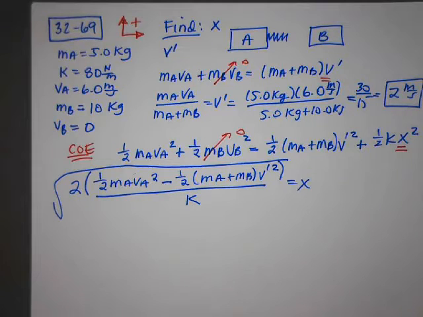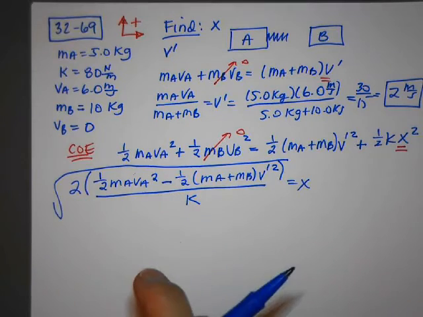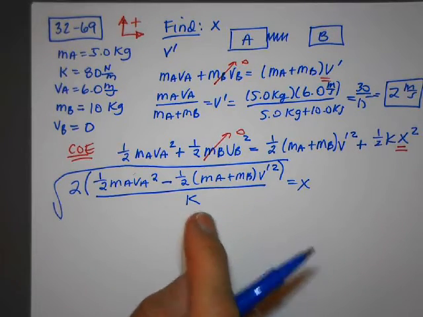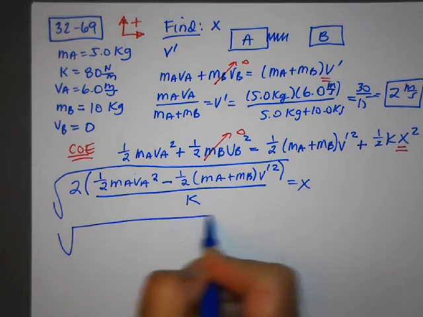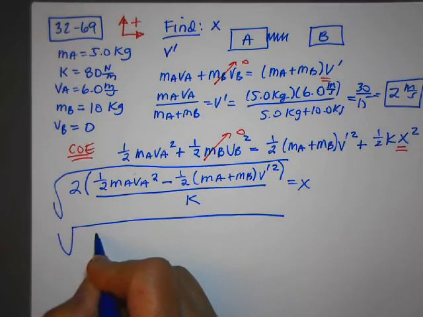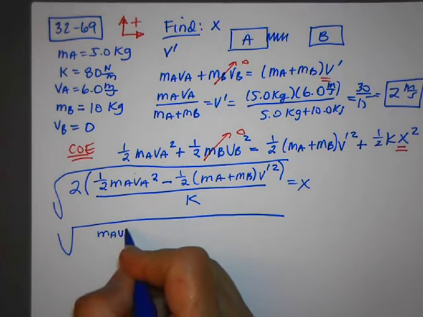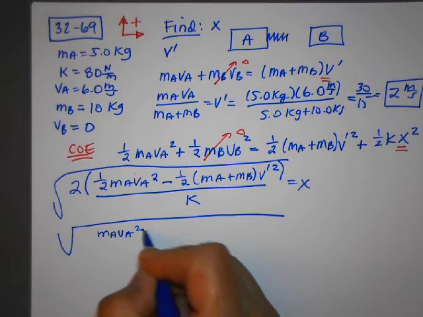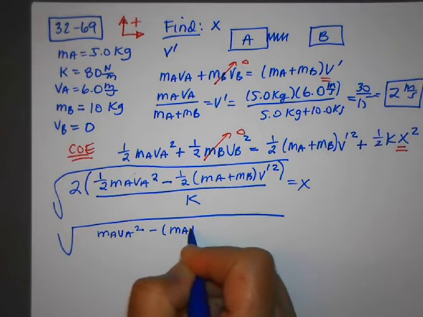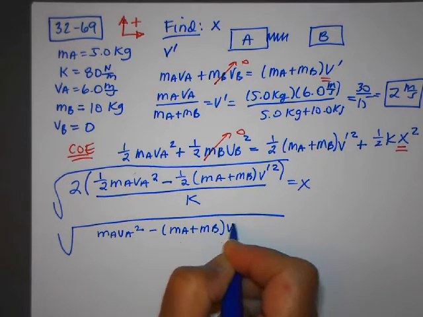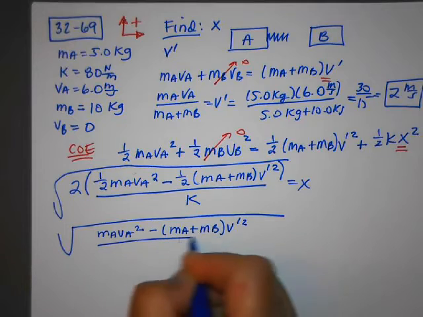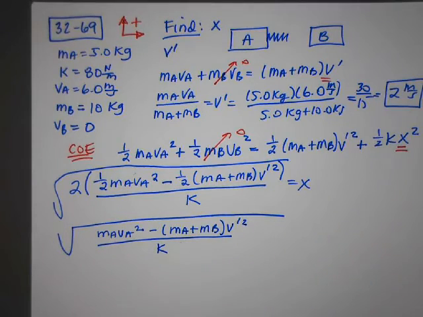So now, well, 2 times 1/2 is 1. Same thing here. So now I can fancy it up a little. So I'm going to have the square root of (MA VA squared minus (MA plus MB) V prime squared) over k. Oh, that doesn't look bad.